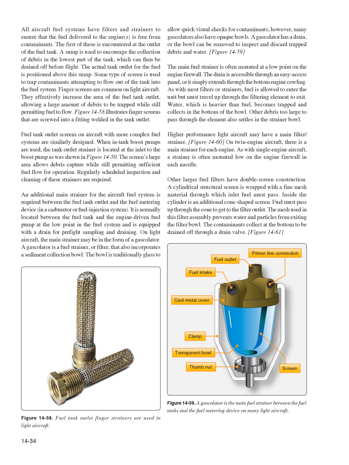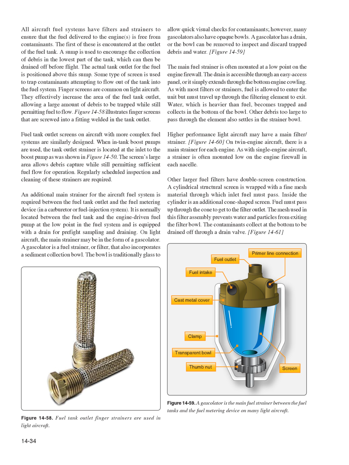Figure 1459, the main fuel strainer is often mounted at a low point on the engine firewall. The drain is accessible through an easy access panel, or it simply extends through the bottom engine cowling. As with most filters or strainers, fuel is allowed to enter the unit but must travel up through the filtering element to exit. Water, which is heavier than fuel, becomes trapped and collects in the bottom of the bowl. Other debris too large to pass through the element also settles in the strainer bowl.